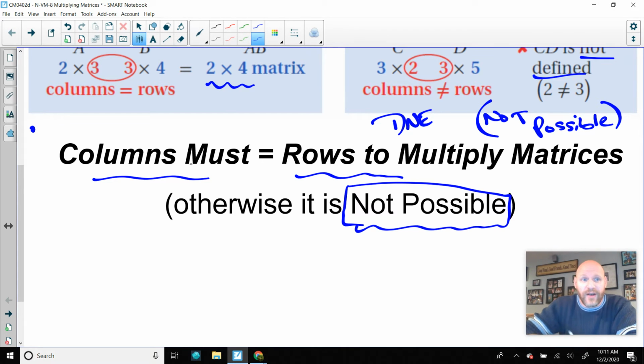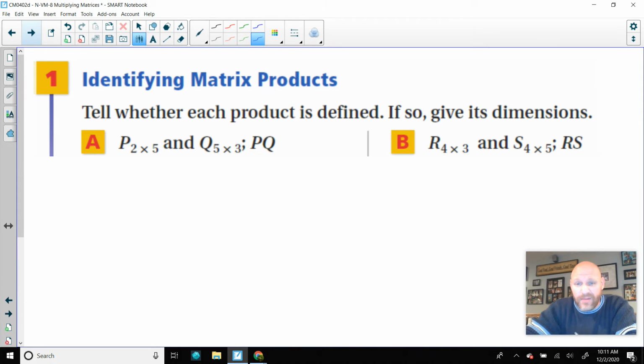Okay, let's go ahead and look at another example. The gravy problem on this quiz, the easy one on this quiz, is just going to be: tell me whether or not you're allowed to multiply them.